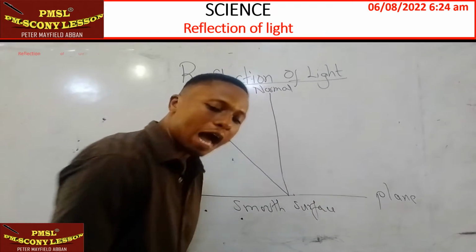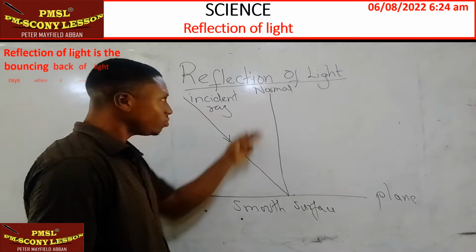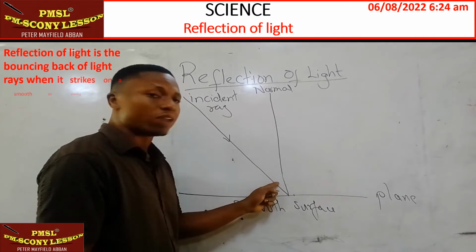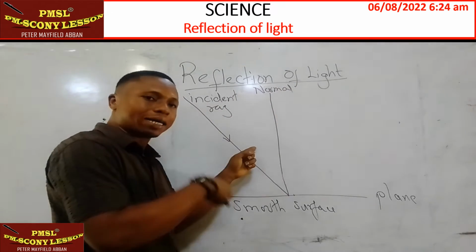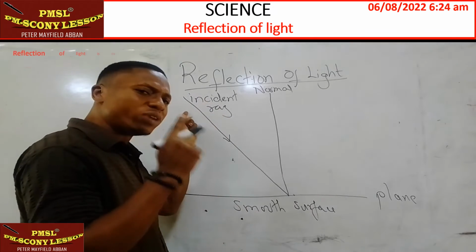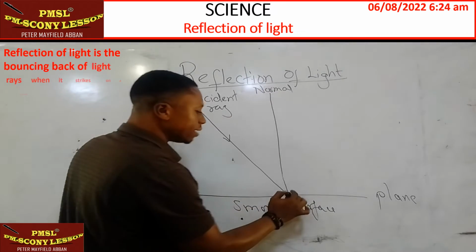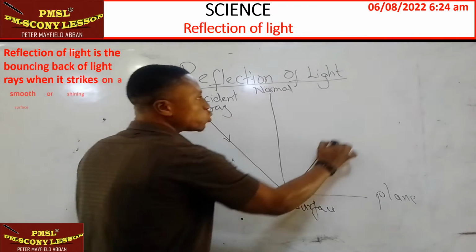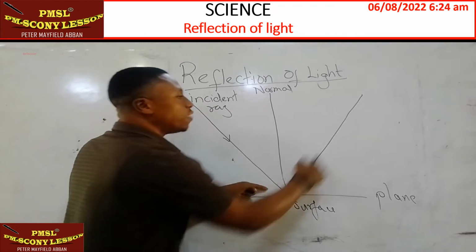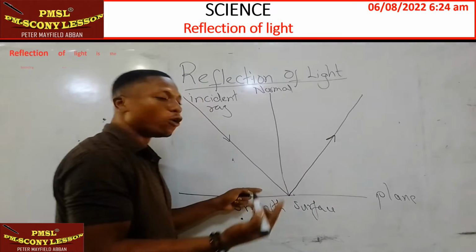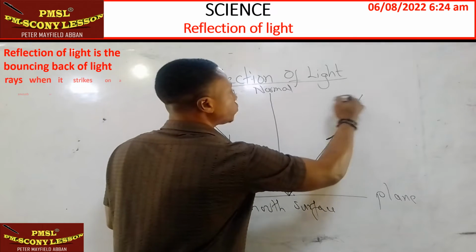So after drawing our reflecting line, our incident ray, and a normal line, let's see something over here. From the definition, reflection of light is a bouncing back when a light ray encounters or strikes a smooth surface. So this means that this incident ray is going to bounce back. Here the arrow was coming down, but from here the arrow has to go up. Therefore, this ray will be called the reflected ray.